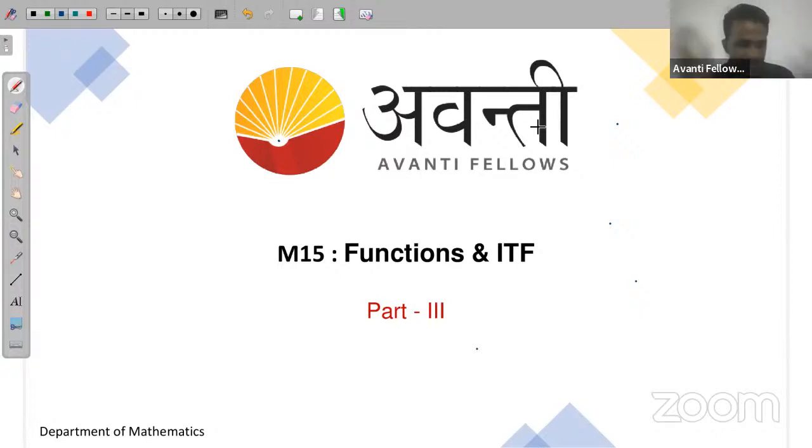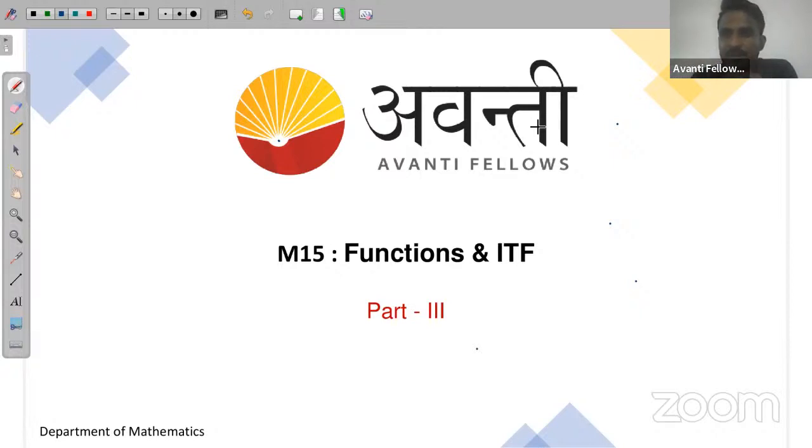Now today we are going to start functions. Though the chapter name is function and ITF, as per your CBSE syllabus the first chapter is actually function, then the next chapter is ITF. But here in Avanti, we combine both chapters together and consider it as a single chapter.